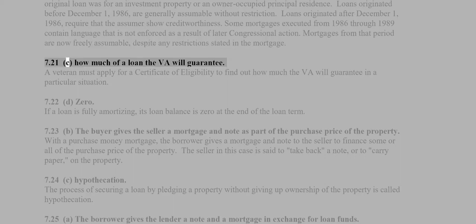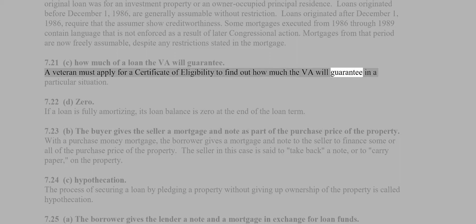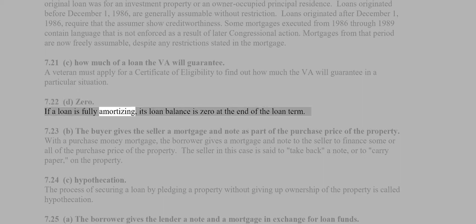7.21 c. How much of a loan the VA will guarantee. A veteran must apply for a certificate of eligibility to find out how much the VA will guarantee in a particular situation. 7.22 d. 0. If a loan is fully amortizing, its loan balance is 0 at the end of the loan term.